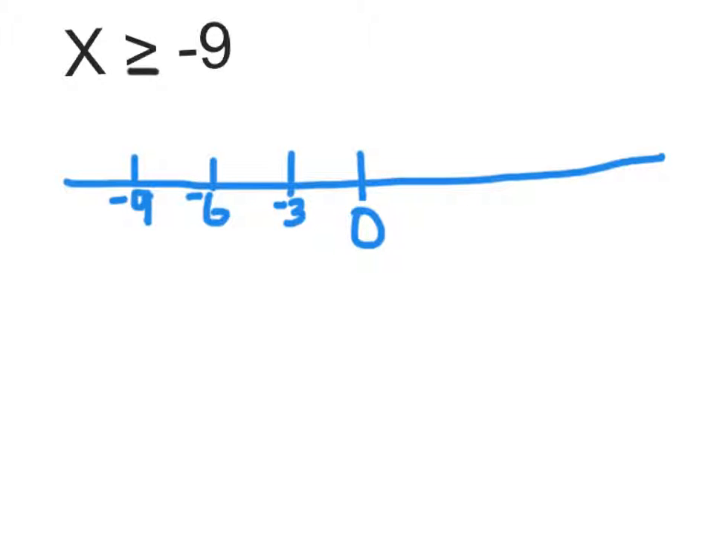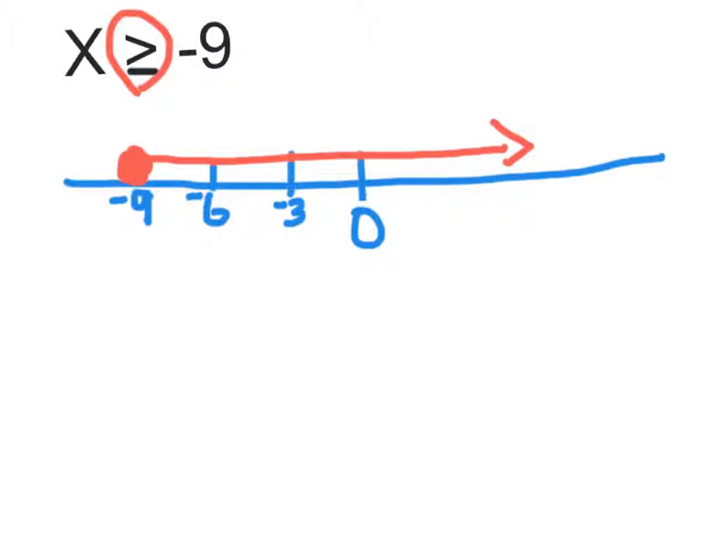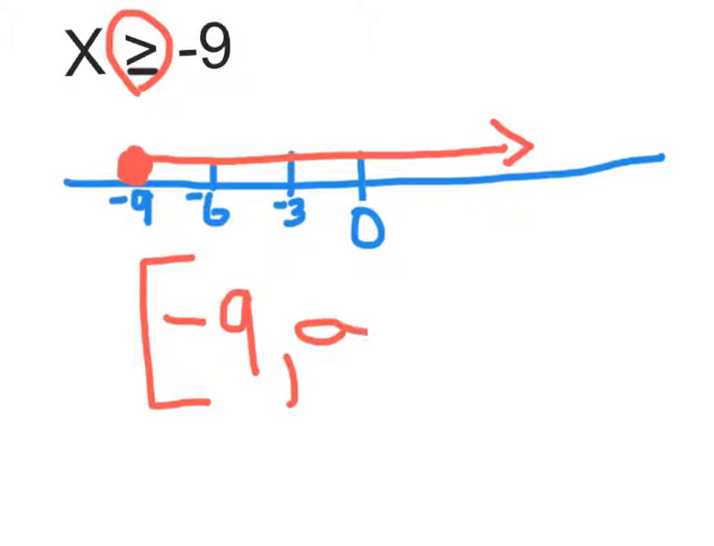As soon as I see greater than or equal to, then I know it's a solid circle. Then I have to look and see which direction my arrow is going. My arrow is going in this direction. And it doesn't stop. So here, my interval notation, I'm starting with the -9, and I'm using a bracket because it's greater than or equal to, and it's going on to infinity, and with infinity I always use parentheses.